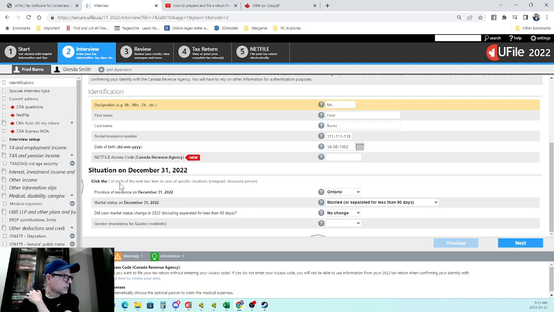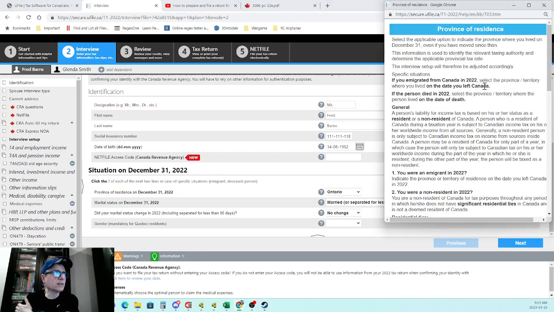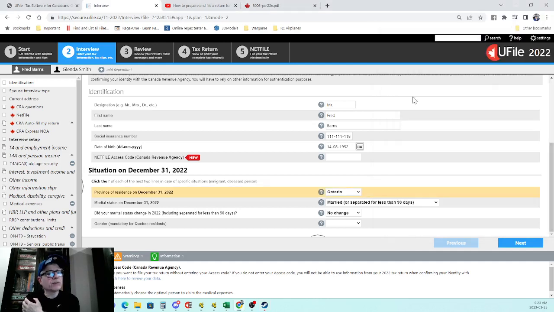And we specified here, click for each of the two lines in case of specific situations, immigrant, deceased person, and we stipulated there in our help. Yeah, very important. So, clicking on these buttons gives you a wealth of information. I know we worked on it a lot, and I'm saying we because for those of you that are new to this channel, I do work for UFile.